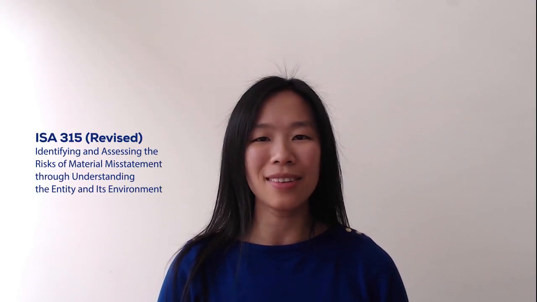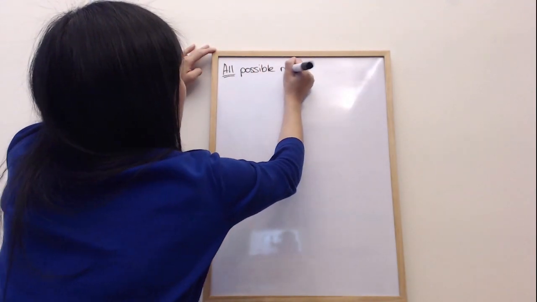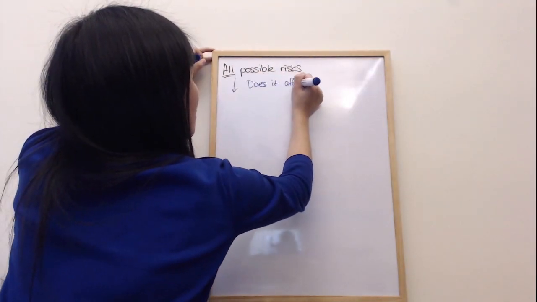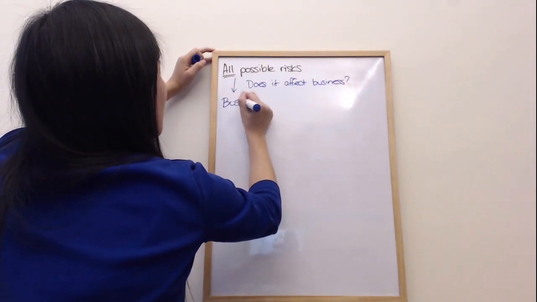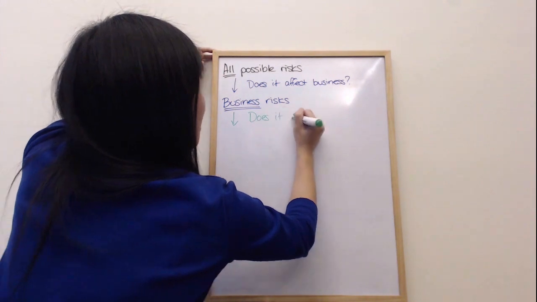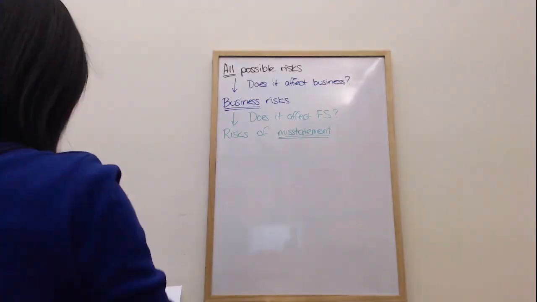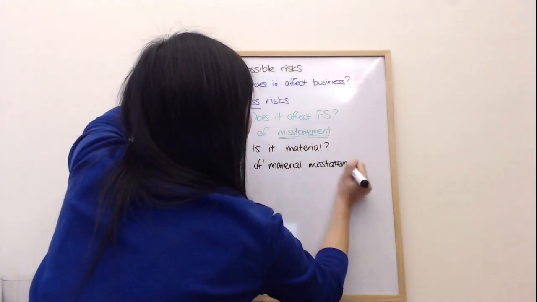The detailed guidance is in ISO 315 revised and ISO 330. In this video, we're going to focus on the thought process behind ISO 315 revised, which goes like this. Here's the universe of all possible risks. Does it affect the business? If yes, then we've got business risks. Does it affect the financial statements? If yes, then we've got risks of misstatement. Is it material? If yes, that's a risk of material misstatement.